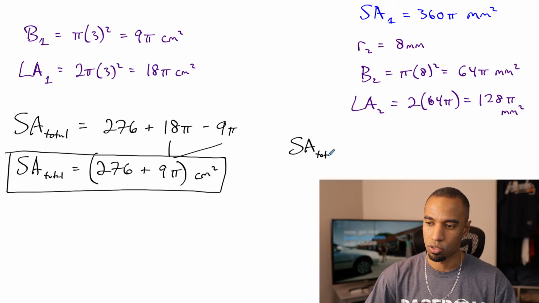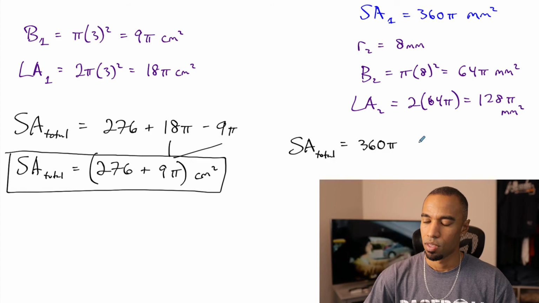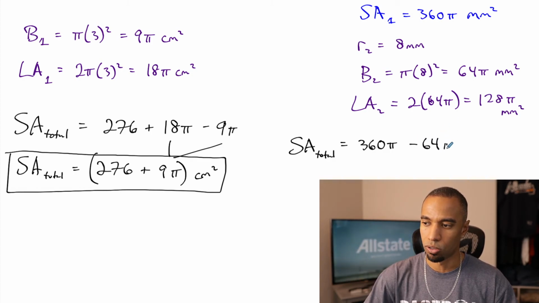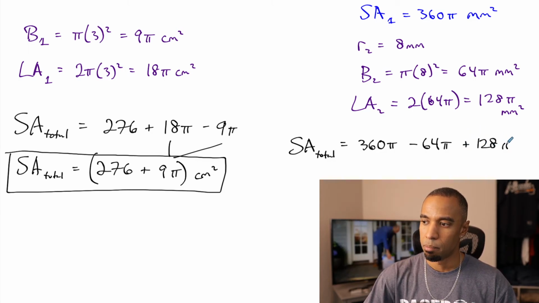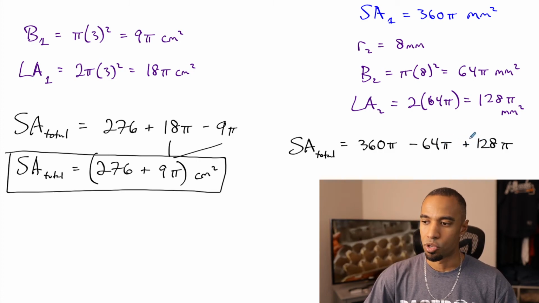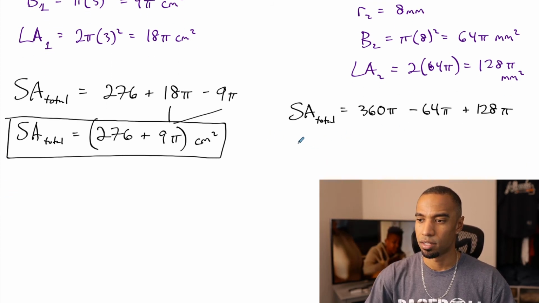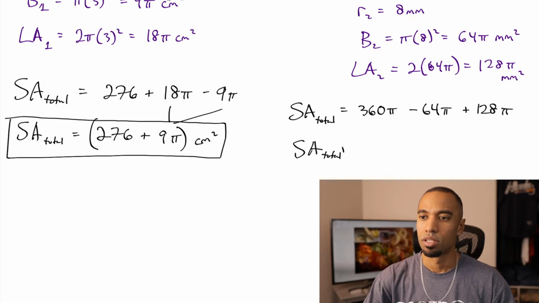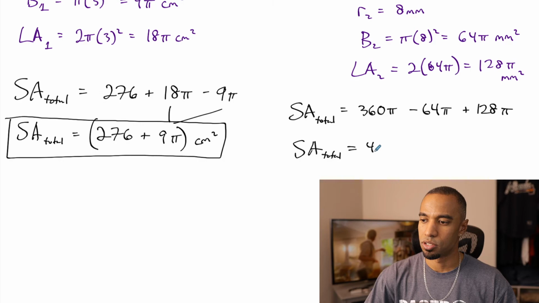So surface area of the total is going to be the surface area of the cone, 360 pi. We are going to take out the circle hole from that bottom, and then we're going to add in the bowl portion. Basically, these two together add up to be 64 pi. So 360 plus 64 pi is 424 pi. Total equals 424 pi square millimeters.